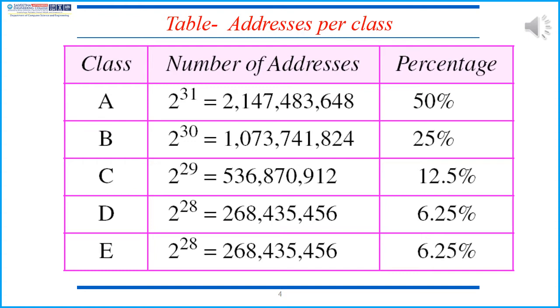Class B is 2 power 30, which accommodates 25%. Class C is 2 power 29, which accommodates 12.5%. Class D is, as you can see, 6.25%, and Class E is also 6.25% of the total IP addresses used across the globe.